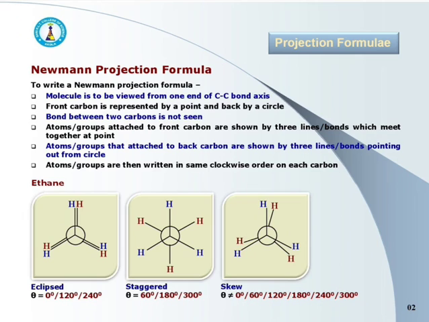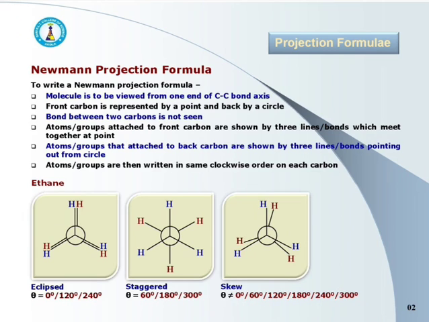In the first conformation, bonds of the back carbon atom are exactly seen behind the bonds of the front carbon atom. In other words, bonds of back and front carbon atoms are seen closer to each other. This is the eclipsed conformation. And here dihedral angle theta is equal to 0 degree, 120 degree or 240 degree, and this first one is the Newman projection formula for eclipsed ethane.